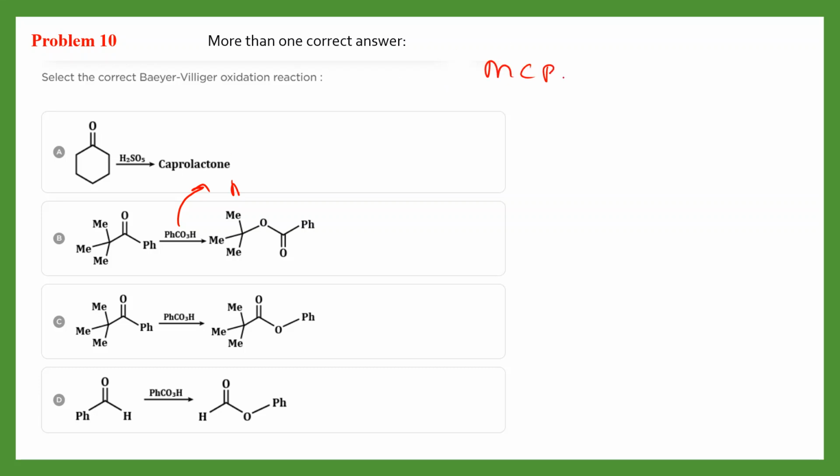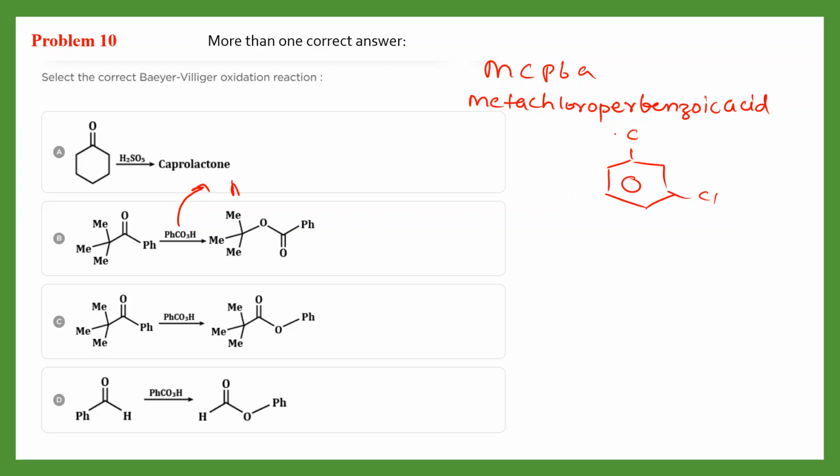we use MCPBA. Full form: meta-chloroperoxybenzoic acid. Sorry, metachloro perbenzoic acid. If I draw its structure, metachloro per, one oxygen is extra.